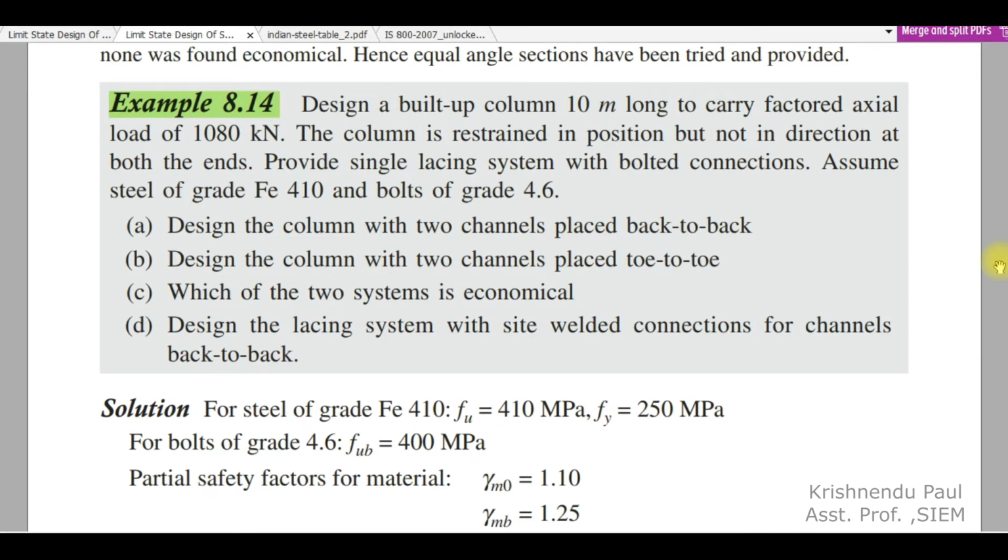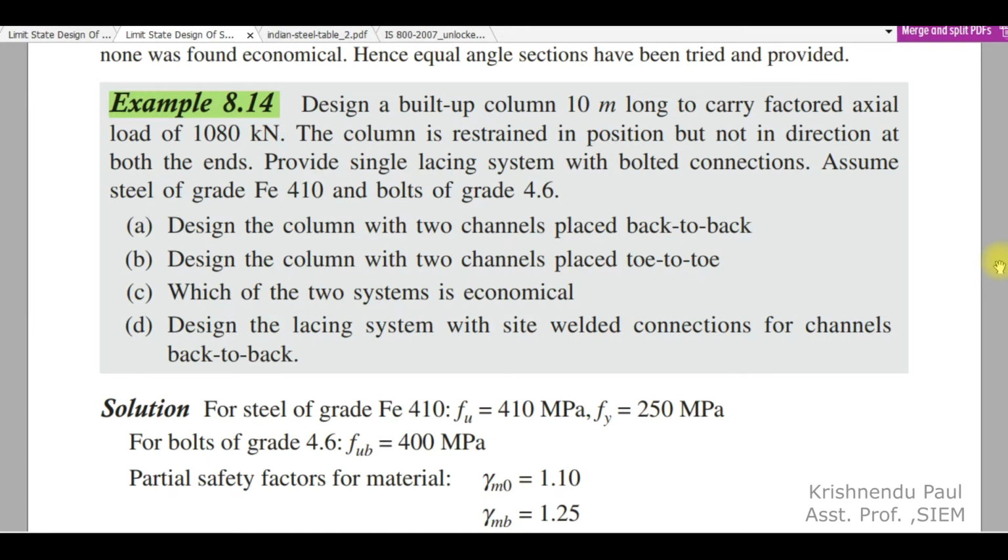And there are four questions. Number A, design the column with two channels placed back to back. So they have specified the section, that means we have to use channel section for this question. Number B, design the column with two channels placed toe to toe. So the orientation is specified in options A and B. And in number C, which of the two systems is economical? And number D, design the lacing system with side welded connection for channels back to back.